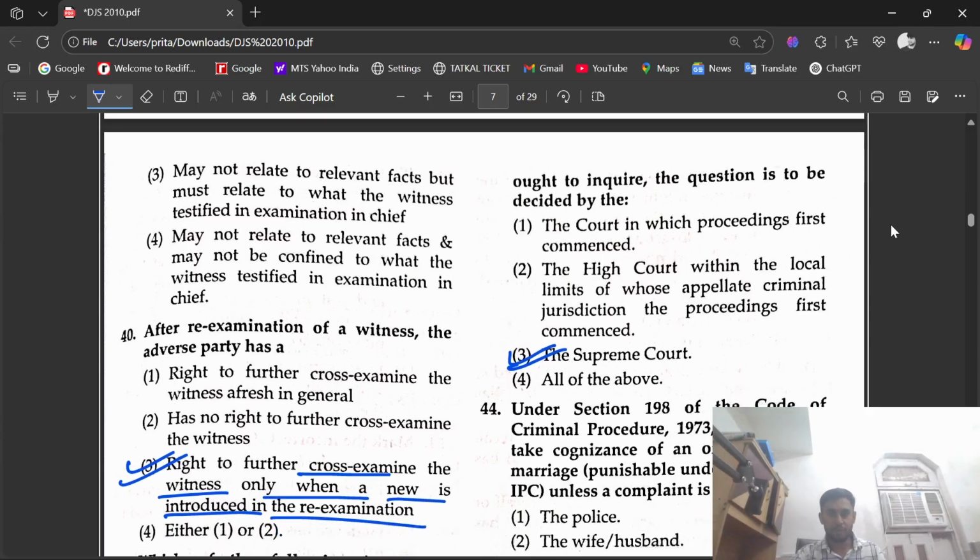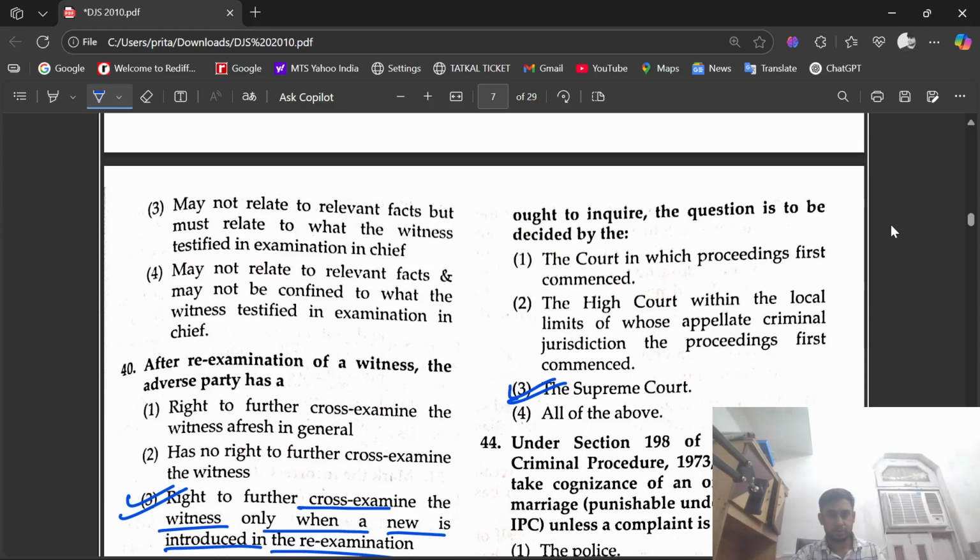Question number 44. Question number 43. Wait, this is wrong. Right option is the High Court within the local limits of whose appellate criminal jurisdiction the proceeding first commenced.